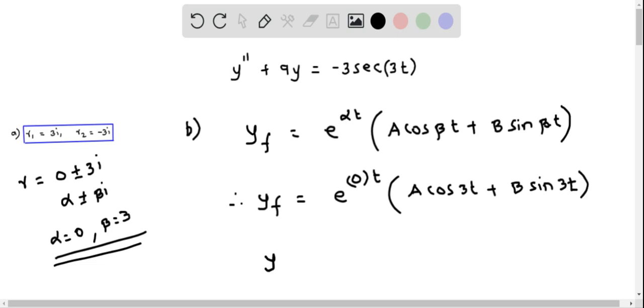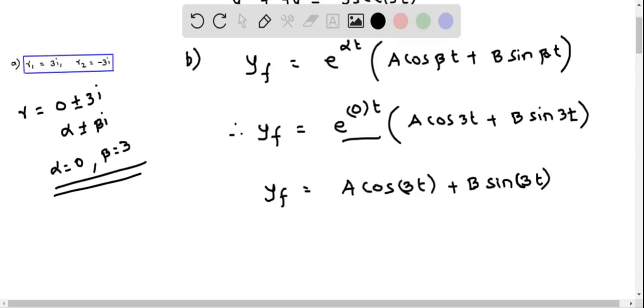And this simplifies to yf, which is the fundamental solution. e to the power 0t is 1, so we do not have to write the 1. So it is basically y equals a times cosine 3t plus b times sine 3t. And this is the fundamental solution to the homogeneous differential equation. Here we identify the term cosine 3t as y1 of t, and the next term, sine 3t, we identify as y2 of t.